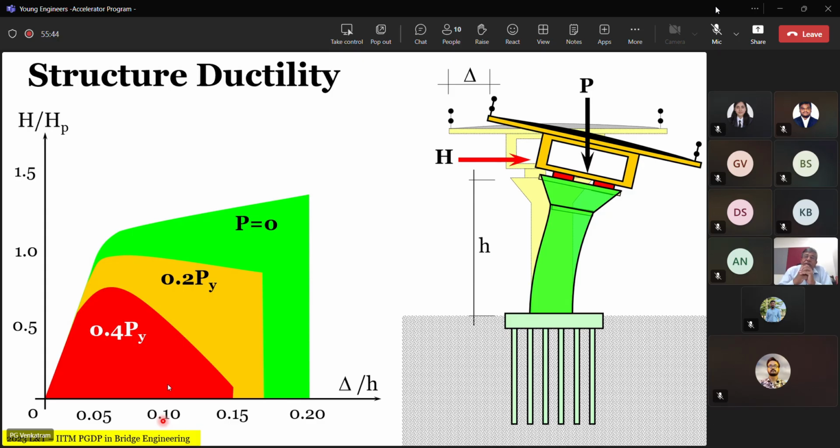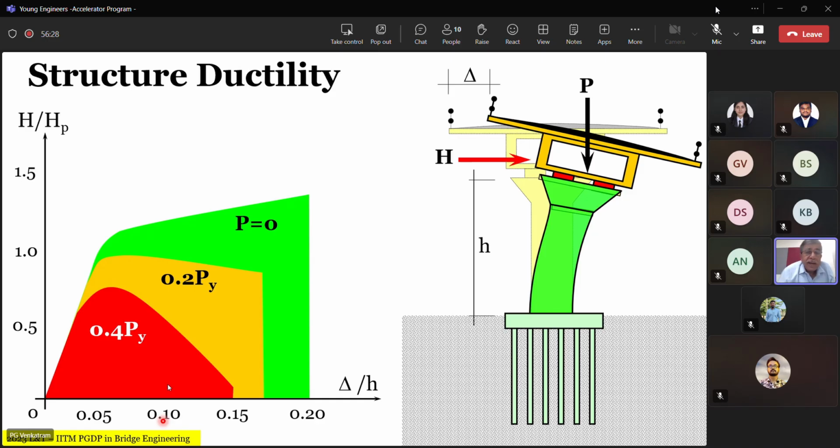This will happen if you make your pier section size very small. If you make the pier sections very small, then your actual axial load will go much closer to the limiting compressive strength of your column section, to the extent of becoming 40%, and therefore you will lose. Therefore, if you go for very small column sections, you are seriously affecting your structure ductility. And another reason why it can happen is you start reducing the section sizes by going for higher and higher grade concrete.